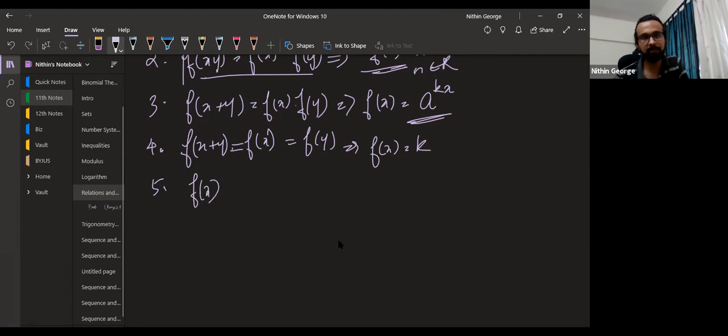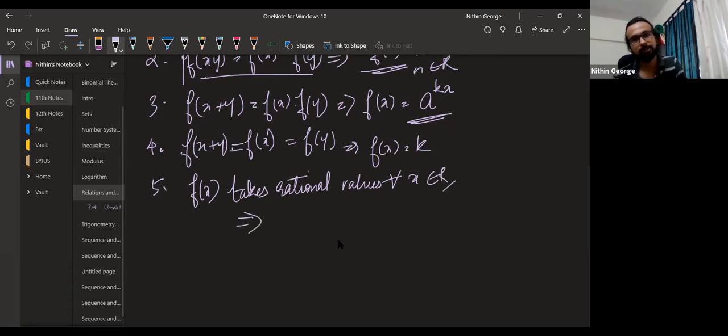Right. This one is, if it's given that f of x takes rational values for all x, it just means one thing. What could it mean, guys? If f of x takes rational values for all values of x. So it's a trick part in many questions they ask, okay, f of x takes rational values in all x. It's just another way of saying that f of x is a constant function.